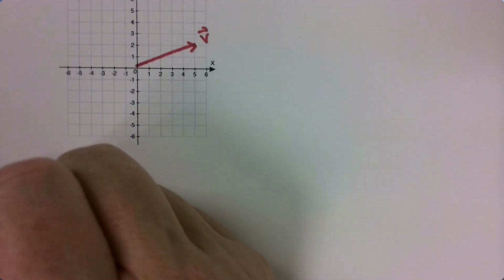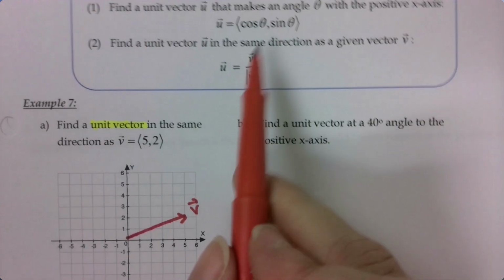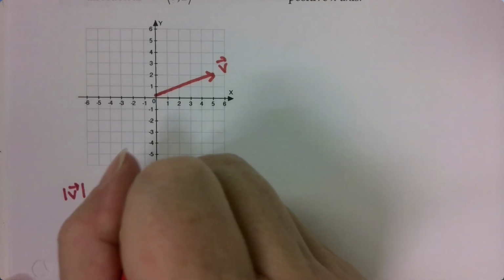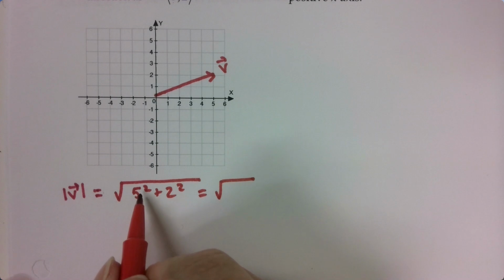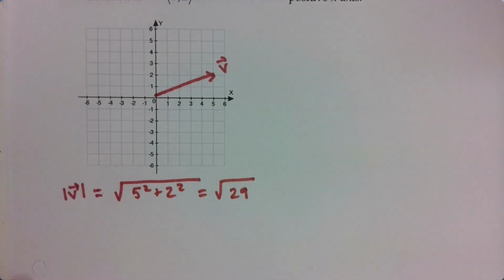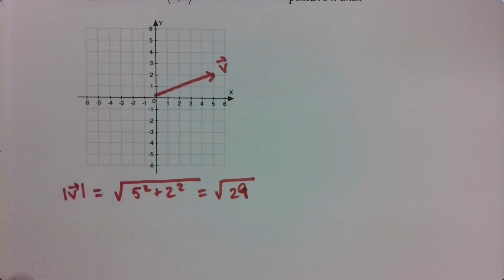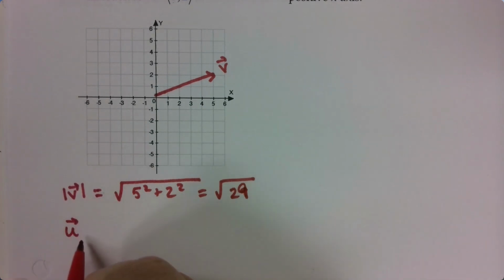So we need to find the magnitude of v for starters. The magnitude of v is the square root, because we don't have an angle, so we're using the second one. So this is the square root of 5 squared plus 2 squared, which is the square root of 25 plus 4, which is the square root of 29.